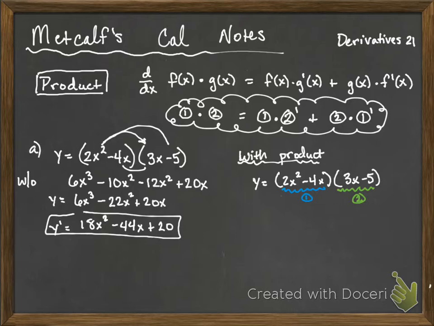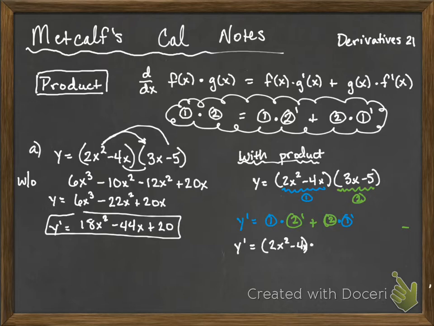So what is 1? Y prime is actually 1 times 2 prime, plus 2 times 1 prime. Let's look at what those are. The very first thing is 2x squared minus 4x, times the derivative of the second.